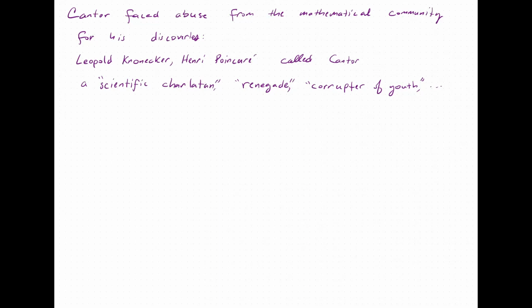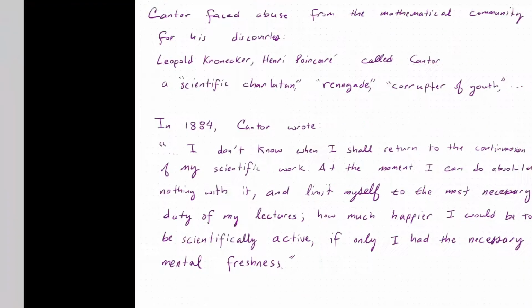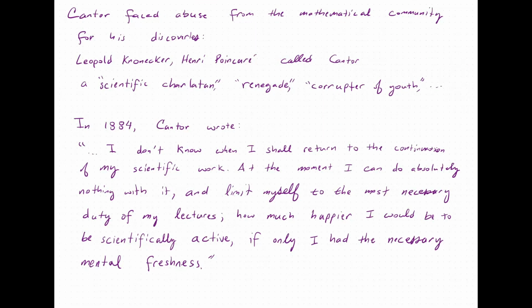These attacks and more led to Cantor suffering from severe depression from 1884 onwards. In 1884, Cantor wrote, "I don't know when I shall return to the continuation of my scientific work. At the moment I can do absolutely nothing with it, and limit myself to the most necessary duty of my lectures. How much happier I would be to be scientifically active, if only I had the necessary mental freshness." And I think we all can agree, mathematics is not something that can be easily done when we are not in the right mental space.